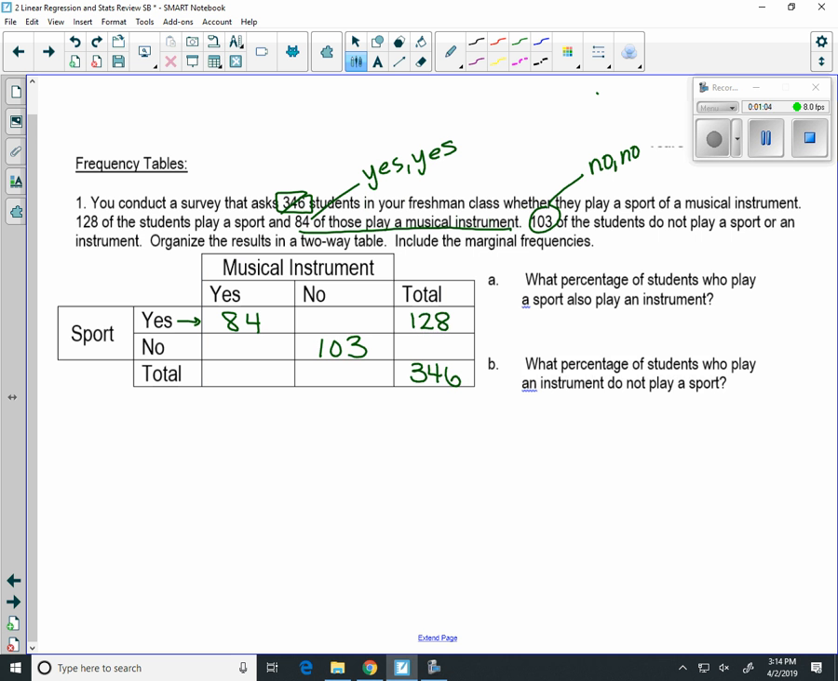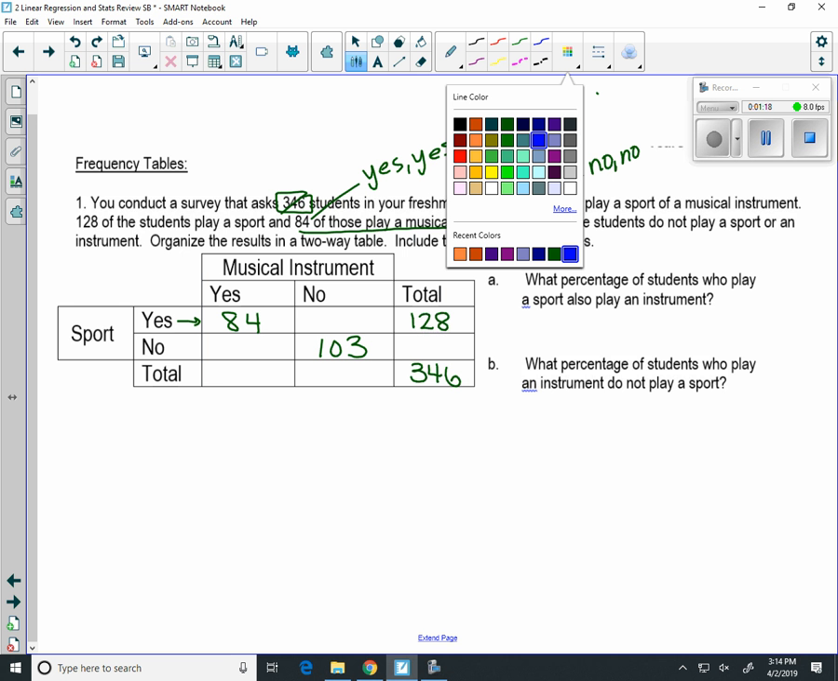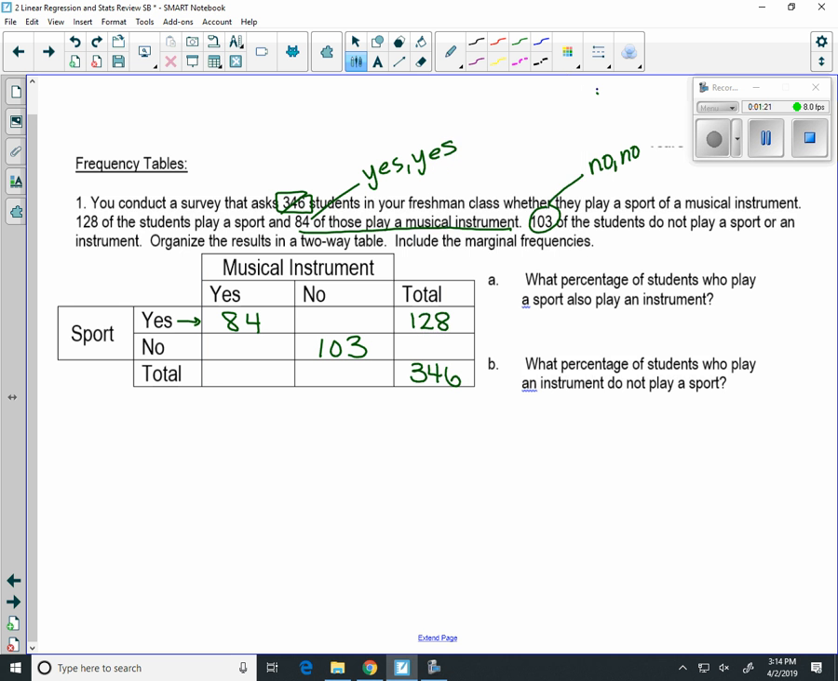And now we have the information we need to fill in the rest of the table. Go ahead and see if you can do some subtraction and fill in the rest of the table. Go ahead and pause the video. Alright, hopefully you tried that out. I'm going to do a little subtraction here. I'm going to find this number first. I can do my total minus my smaller number. So 128 minus 84 is going to give me 44 students who play a sport but not an instrument.